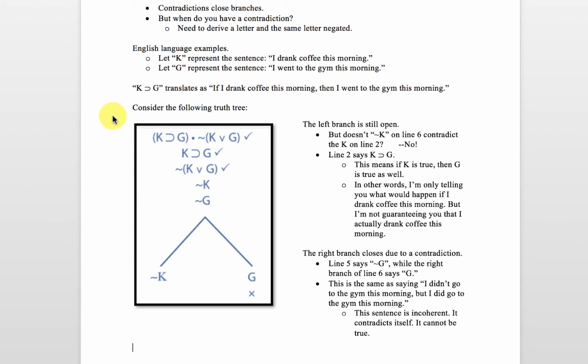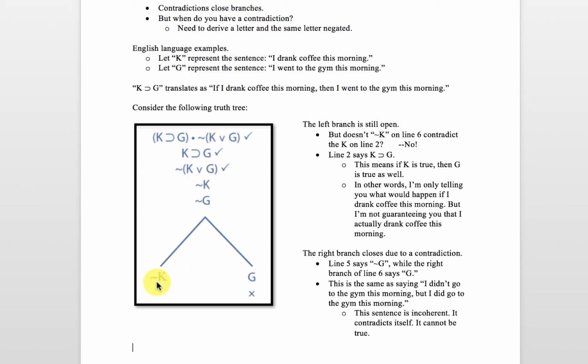This is a completed truth tree. The left branch is still open. The right branch is closed. Now you might be wondering, how is the left branch still open? We have not K here, and if I go up the tree, don't I see K on this line, line 3? Don't I see K on line 2? Don't I even see K on line 1? So why isn't this also closed?